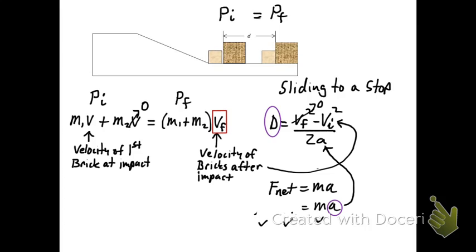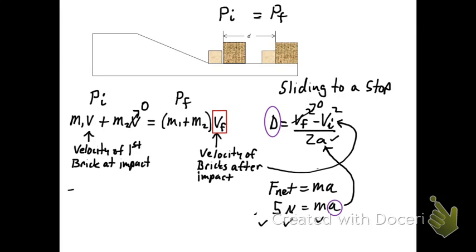That is simply 5 newtons. Now this mass is the combined mass of both bricks. We can get the acceleration, plug it in, and then solve for this distance to slide to a stop.